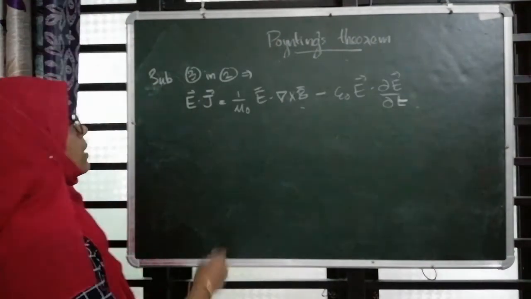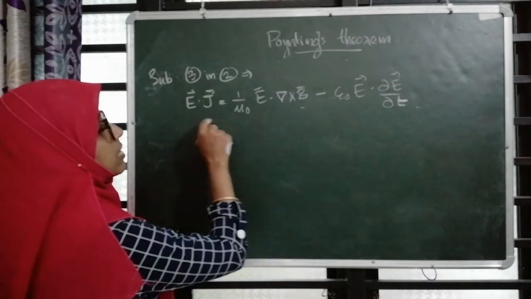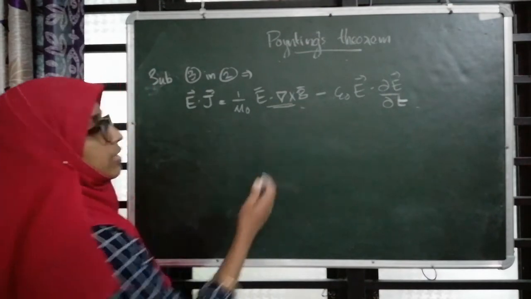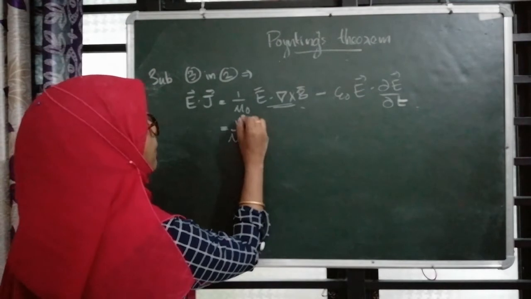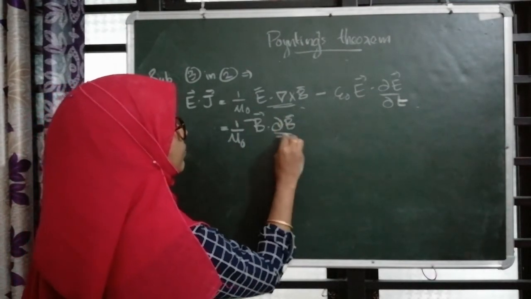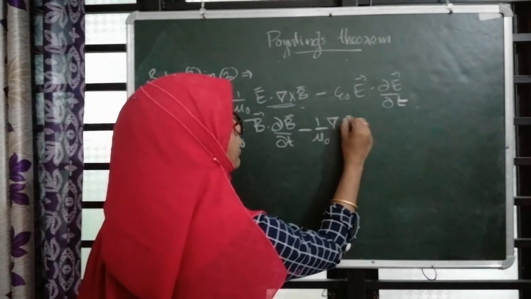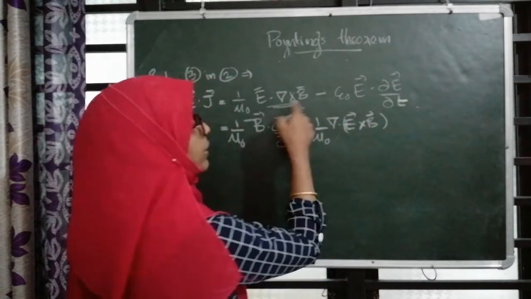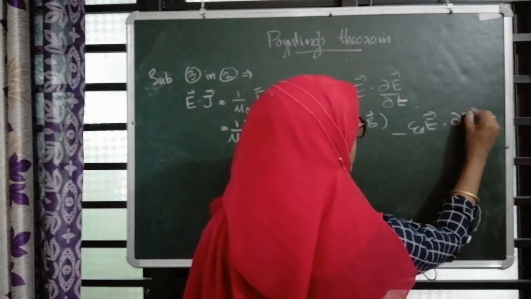Now we can substitute equation 3 in 2. Before that, this is the equation number 2. Equation 3 gives the representation of these terms. So I am substituting as 1 by mu 0 times minus B dot dou B by dou T minus 1 by mu 0 del dot E cross B. These terms are the substitution for E dot del cross B, minus epsilon 0 E dot dou E by dou T.